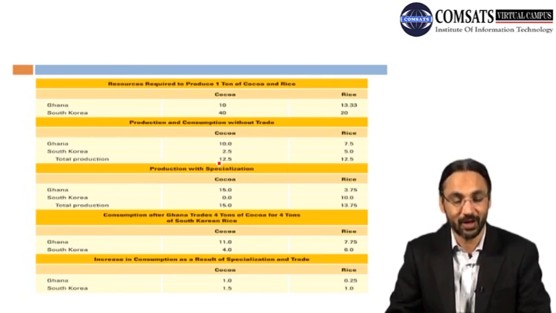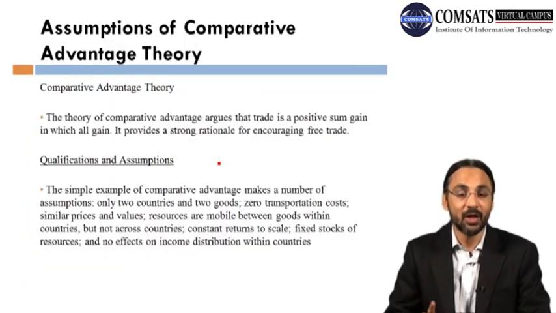These are the basic studies, and they are better off with 1 ton of cocoa and 0.25 ton of rice for Ghana, and for South Korea 1 ton of cocoa and 1 ton of rice. This is the ultimate benefit they are getting when they are focusing on comparative advantage.